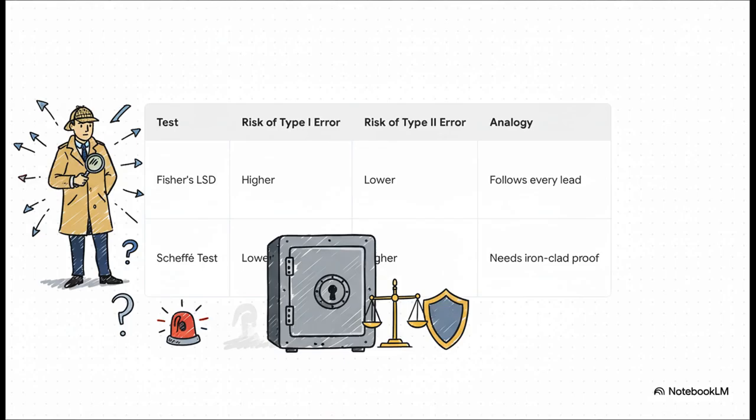Then you have the Scheffé test. This is your super conservative detective. They will not make a claim without ironclad proof, so the risk of a false alarm is incredibly low. But the flip side is they might ignore a more subtle clue and miss the case entirely, giving them a higher risk of a type 2 error.